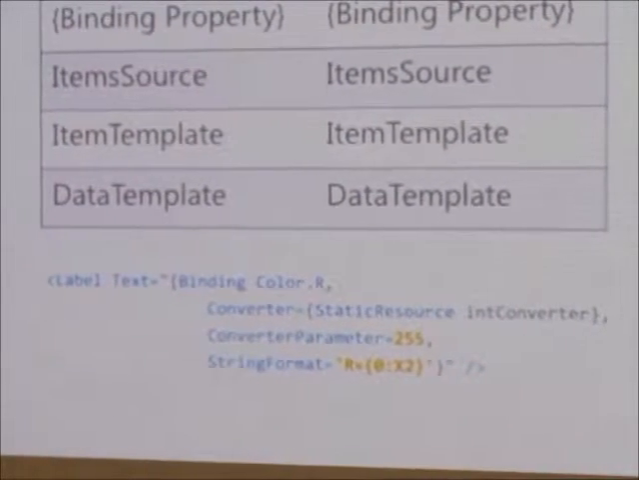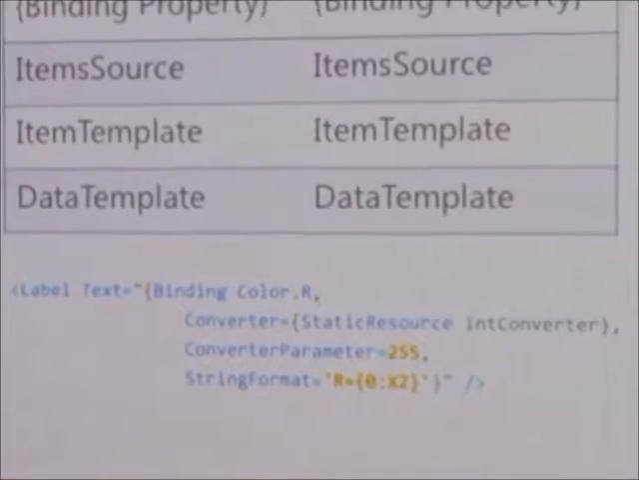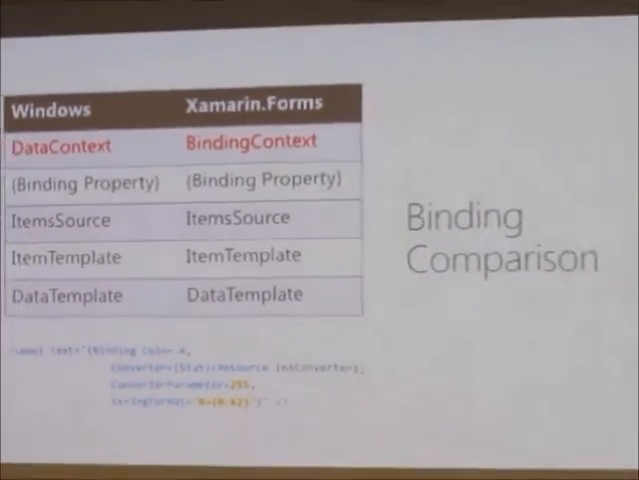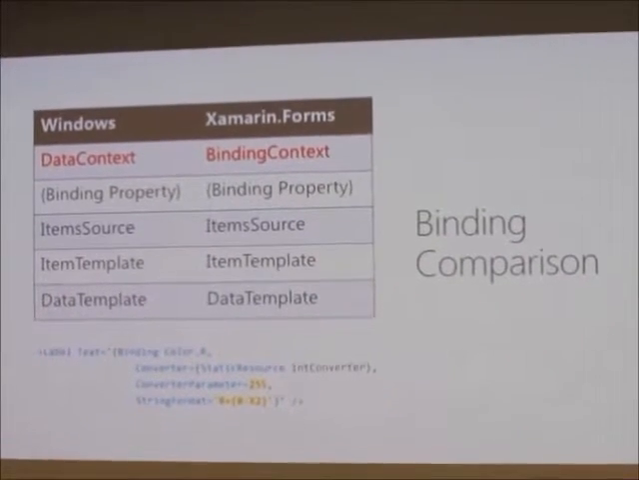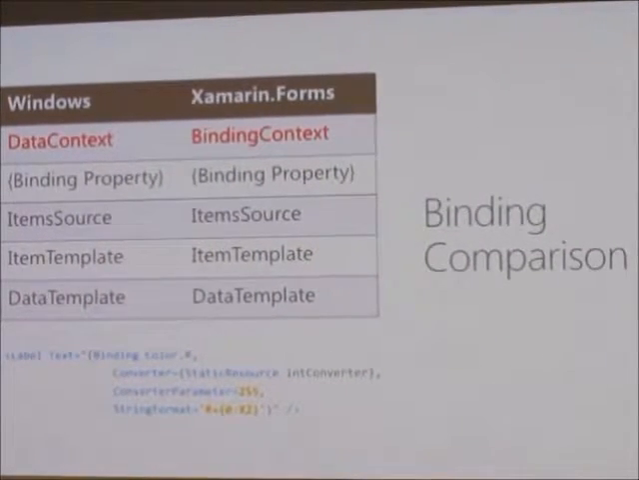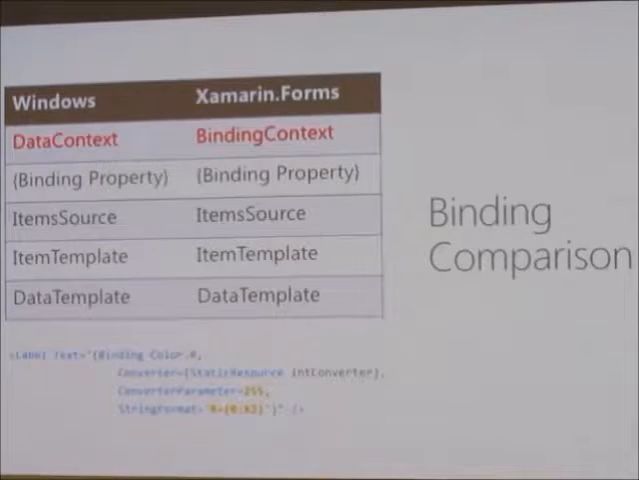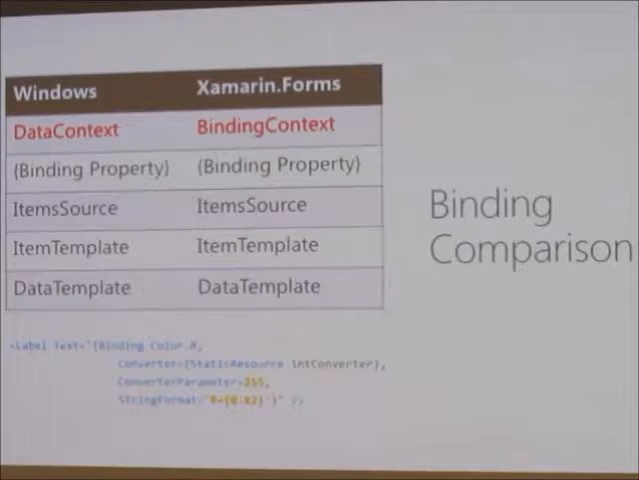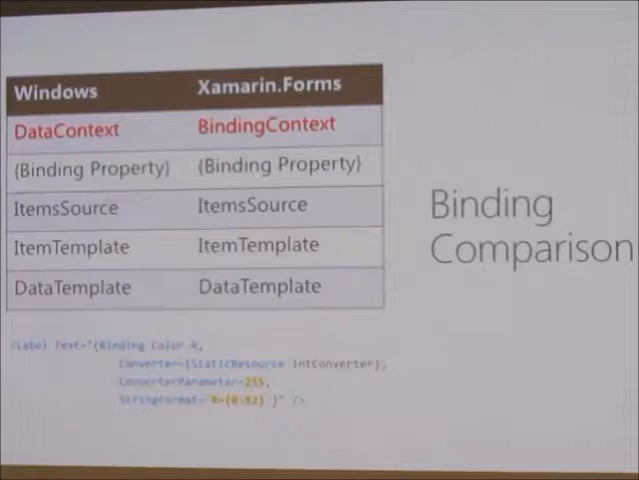On the data binding side, it's almost the same, except the data context becomes binding context. And that's the main difference. All the rest is the same. You've got binding property, item source, item template, data template. So if you're familiar with data binding, who's familiar with data binding? Okay, good. You're familiar with it. So that's basically your only difference there. And then the XAML you see at the bottom there, that's basically your binding, if you're not familiar with it.